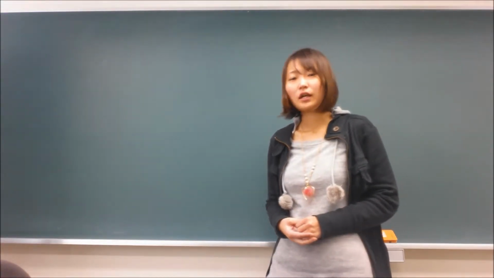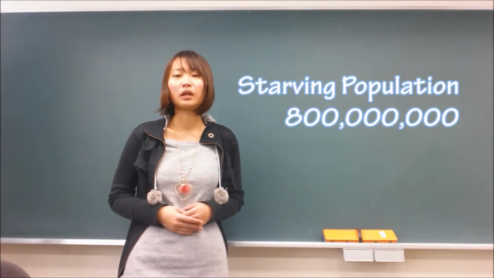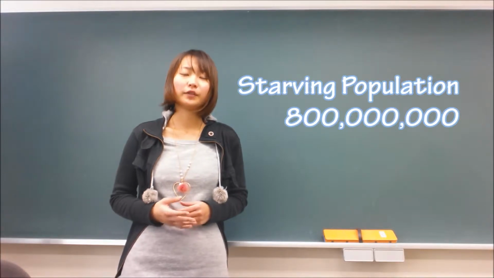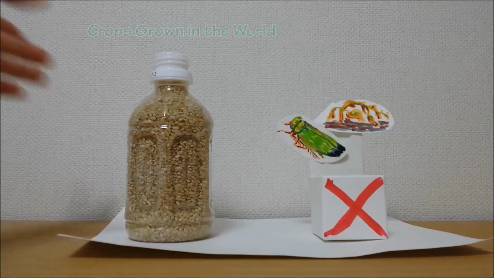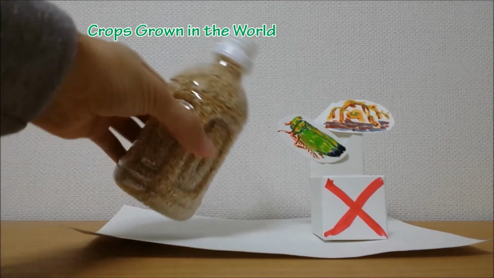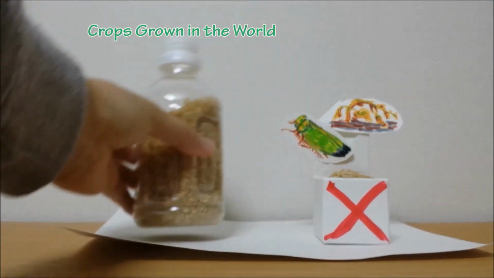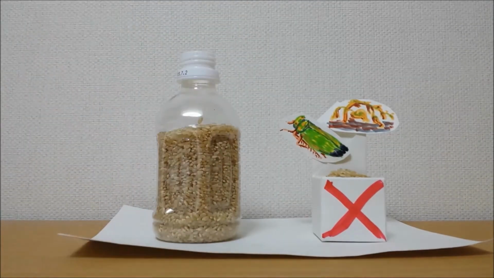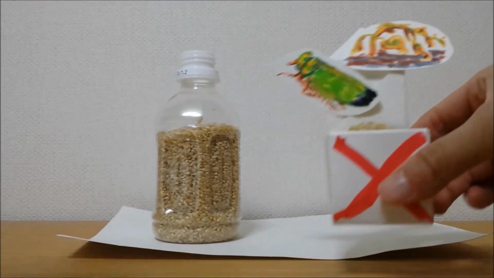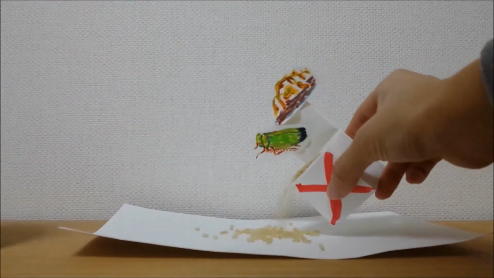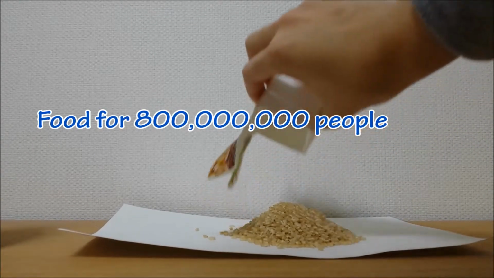In the world, about 800 million people are suffering from hunger. Don't you think it's better if we could produce a bigger amount of food for them? Every year, 10 to 20% of crops grown in the world are not harvested because of poor growth and damage by diseases and insects. If the damaged crops were grown healthily and harvested, they would be food for 800 million people.